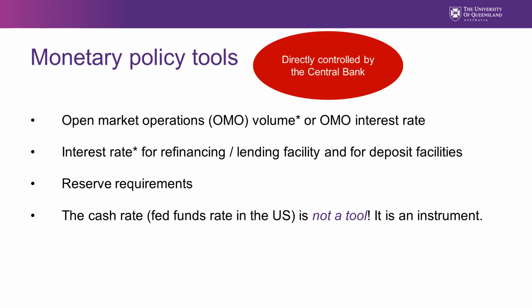Reserve requirement: banks have to hold ESF, central bank money, as a proportion of their deposits, and this ratio is decided by the central bank. So that is also a tool. Okay, so that is what the RBA can control. The volume of the injection in the daily open market operation, the interest rate on the discount lending rate, the lending facility, the interest rate on the deposit facility, and the reserve requirement, how much they want banks to have in reserve. That is their decision.